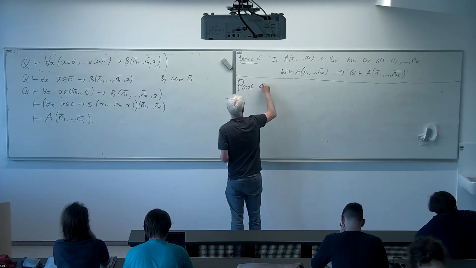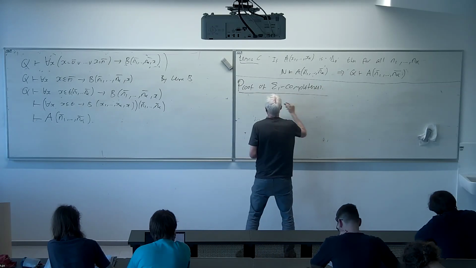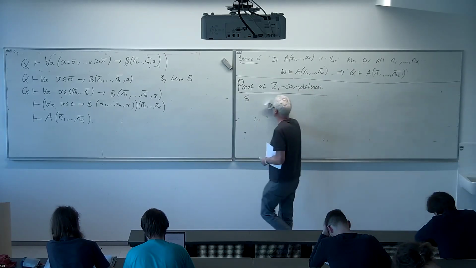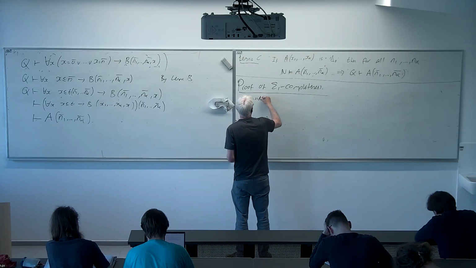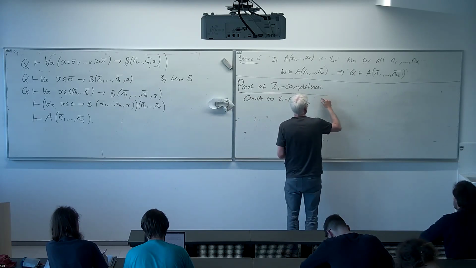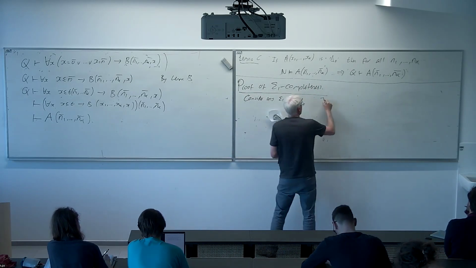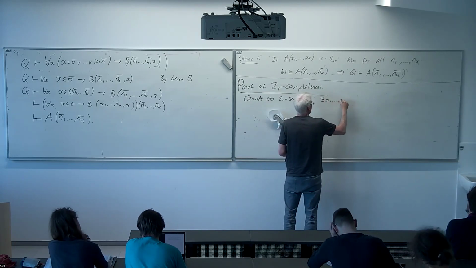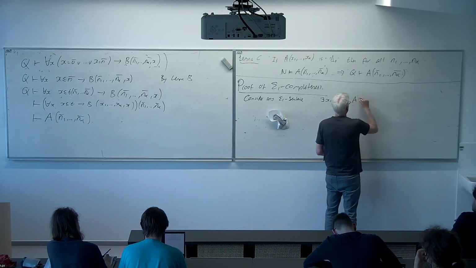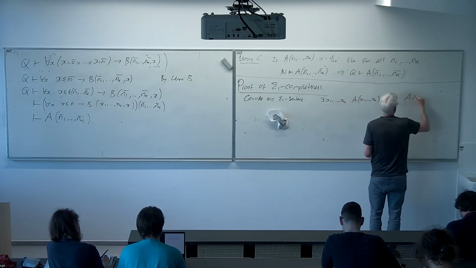So, proof of sigma 1 completeness. Consider any sigma 1 sentence. Remember, a sigma 1 sentence is a finite number of unbounded existential quantifiers followed by an A that of course might contain those free variables, where A is a delta zero formula.